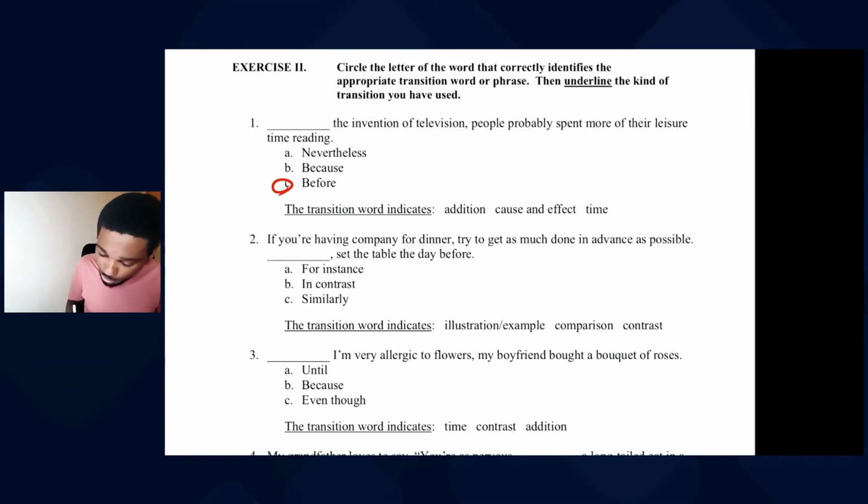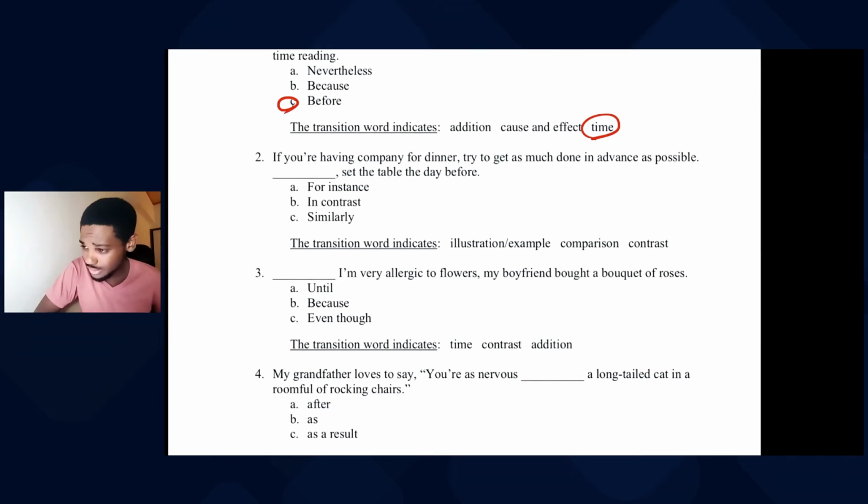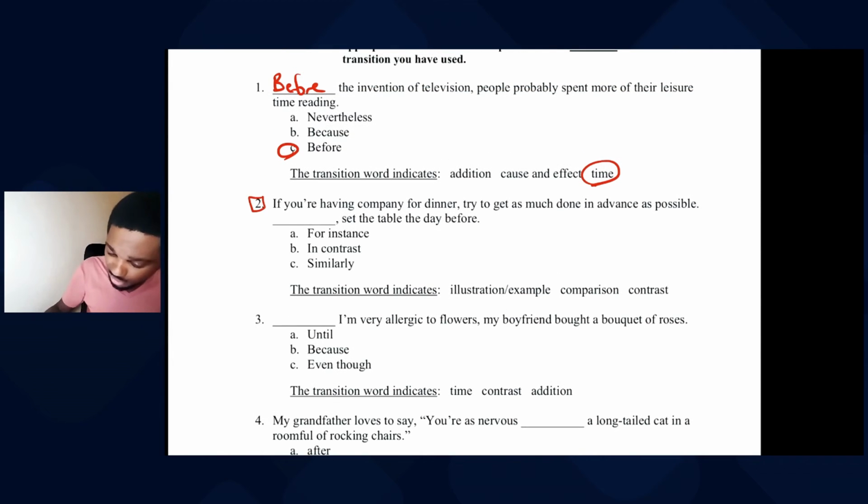All right, definitely we need before here because nevertheless and because just don't make any sense, right? Before the invention of the television, we're showing time. We're showing that one thing happened and then another thing happened. One thing happened before something else. All right, number 2, ABC, and then the type of transition. We're at number 2. So you can give me an answer like this. 1C time. That's the way to answer.